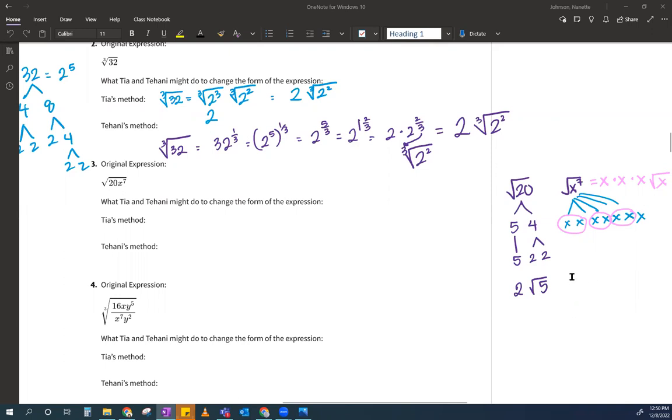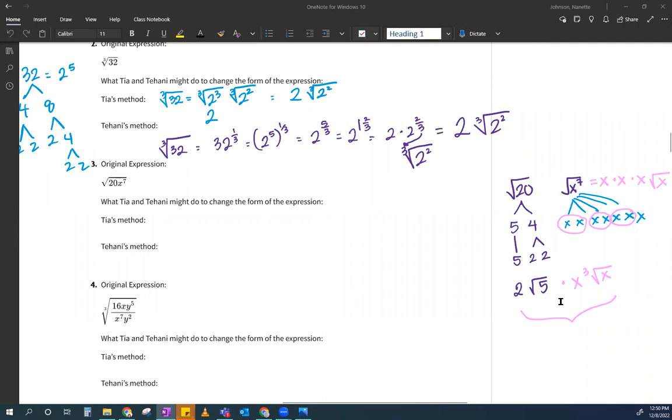Now, can you imagine that it says x to the 3rd times the square root of x right here? So now I have to put this all together. What is my final answer going to be right here? Yes, x times x times x equals x to the 3rd. Very creative writing there.